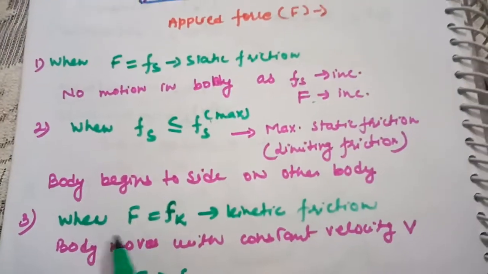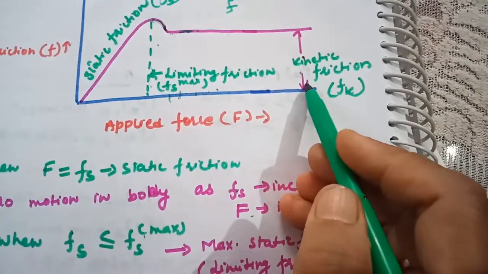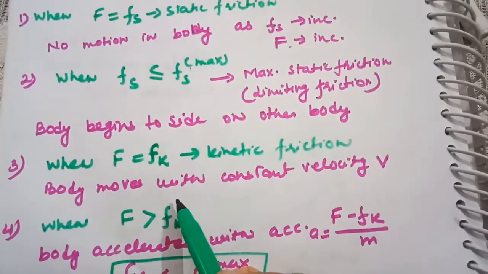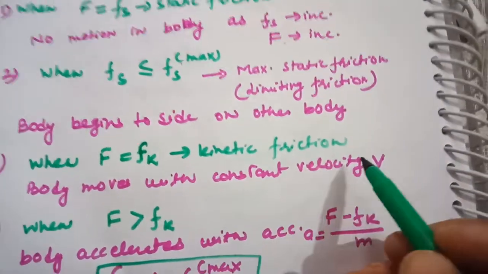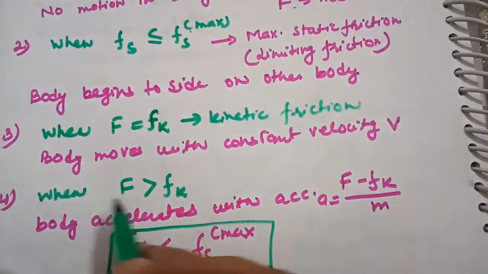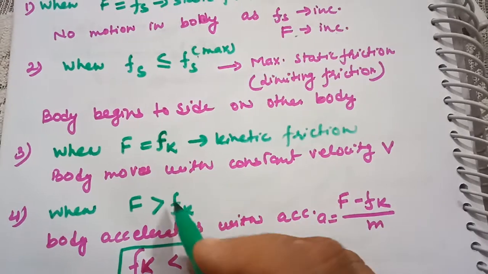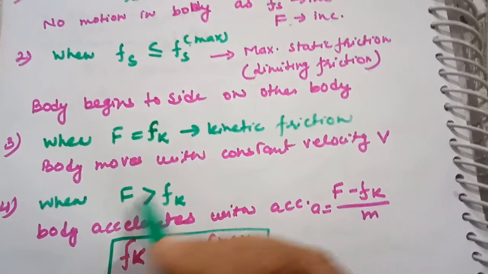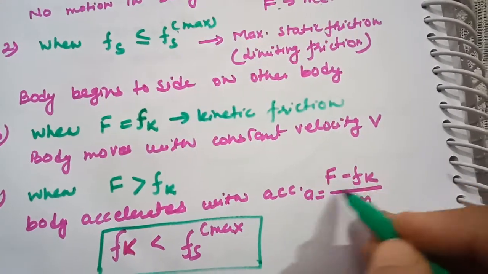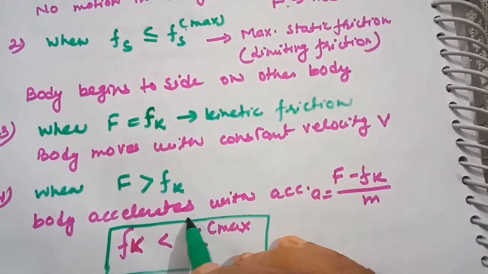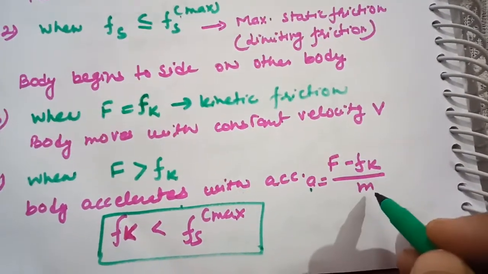Okay, now when the applied force is equal to the kinetic friction, what will happen? The body moves with constant velocity v because the net force is 0. But when the applied force is greater than Fk, the kinetic friction, a net force takes place. The net force will be F minus Fk. So if there is a net force on a body, the body will accelerate with a certain acceleration a, and this acceleration is equal to (F minus Fk) upon m.